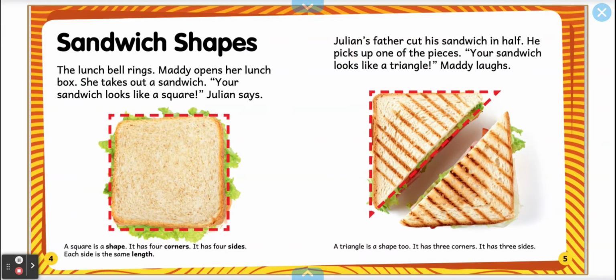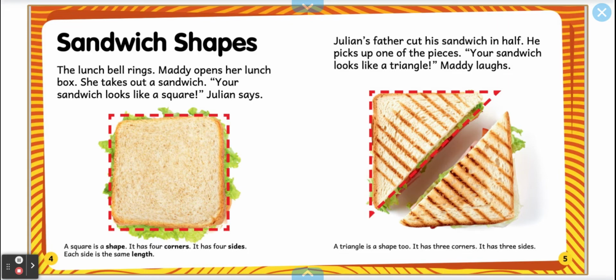Sandwich Shapes. The lunch bell rings. Maddie opens her lunchbox. She takes out a sandwich. "Your sandwich looks like a square," Julian says. A square is a shape. It has four corners. It has four sides. Each side is the same length.